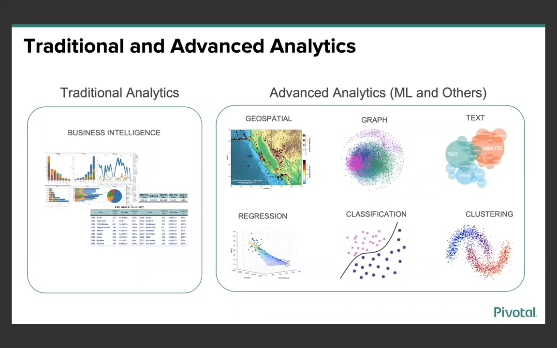Greenplum provides many kinds of analytics. First, Greenplum can work with traditional analytics. It could work with business intelligence very closely and smoothly to produce the reports. Second, Greenplum provides advanced analytics, including geospatial, graph, text, regression algorithms, classification algorithms, and clustering algorithms.